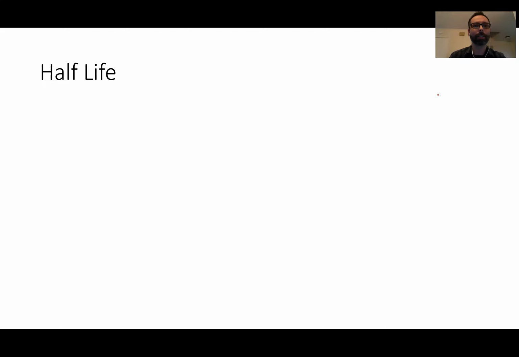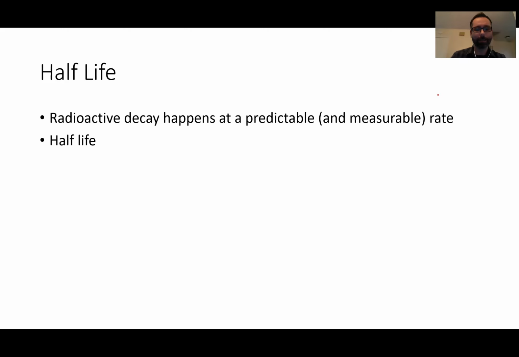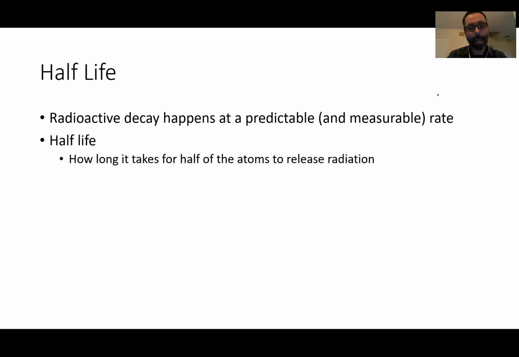but it's a little bit more complicated than just how much is left. There's something called a half-life. It means how long it takes for half of the atoms to release their radiation. Radiation is a very random process. We don't know exactly which atom is going to decay and when it's going to decay. But when you take the big group of atoms, on average, half of them will decay at a pretty reasonable rate.